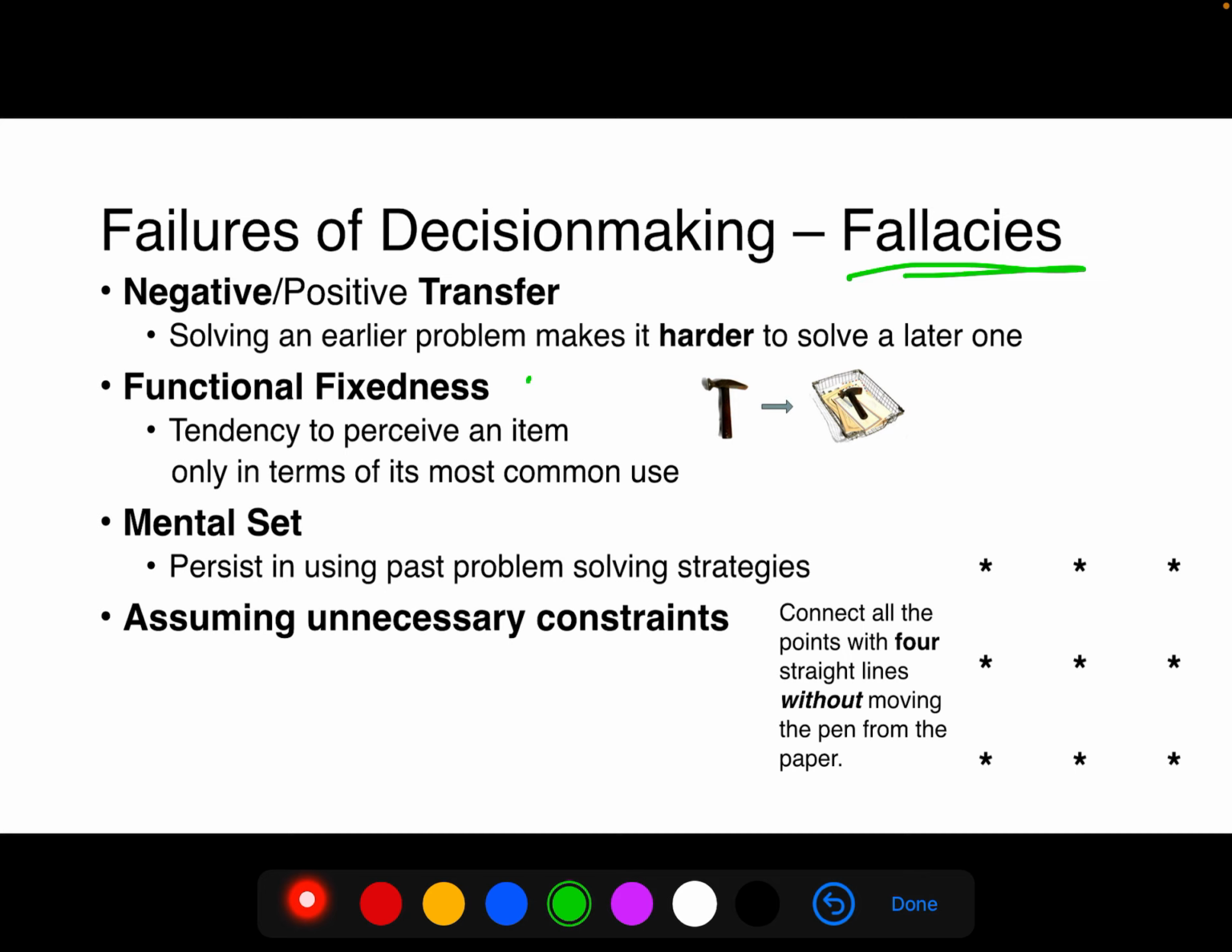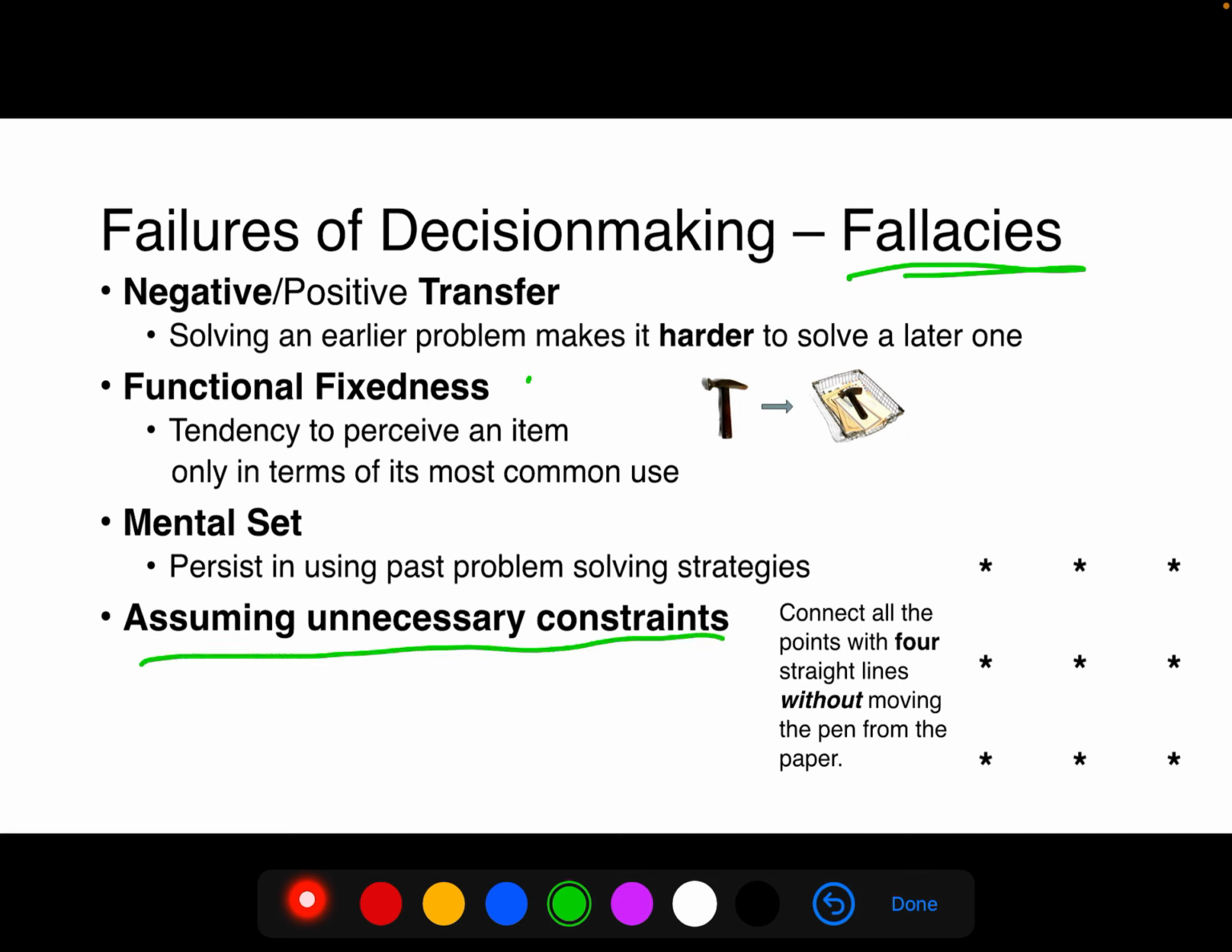Functional fixedness, so the tendency to perceive an item only in terms of its most common use. You're only thinking about its function, you're not thinking about other approaches, right? This is whenever you've had your mind blown because somebody used something in a way you didn't ever think of. That's what's going on. Mental set or mental model here, persist in past problem solving strategies and assuming unnecessary constraints.